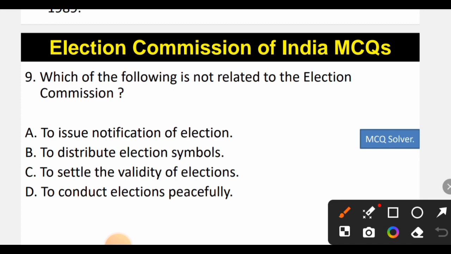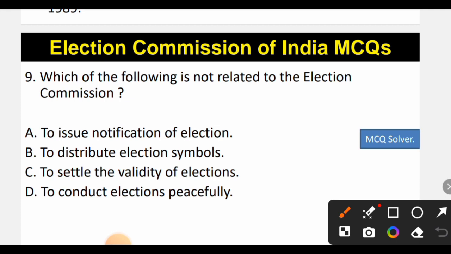Statement A, to issue notification of election. This statement seems to be correct because notifications are not issued by the Election Commission of India. It is issued by the President of India. When it comes to statement B, it says to distribute election symbol. Now this is a function of Election Commission of India to distribute election symbol.